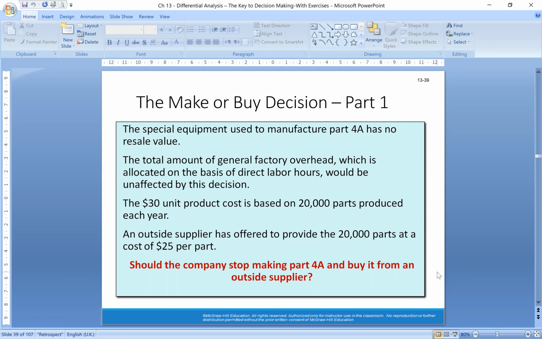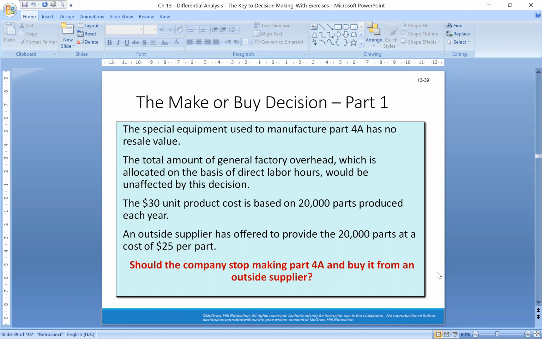The $30 unit product cost is based on 20,000 parts produced each year. This is the required capacity. An outside supplier has offered to provide the 20,000 parts at a cost of $25 per part. So we have a decision whether we should buy it from outside for $25 or make it internally for $30. This is our question for this objective.